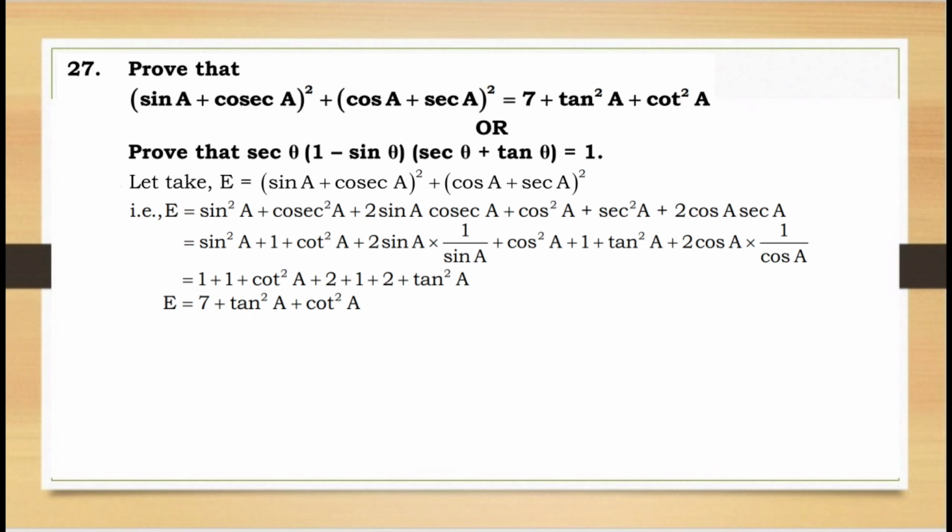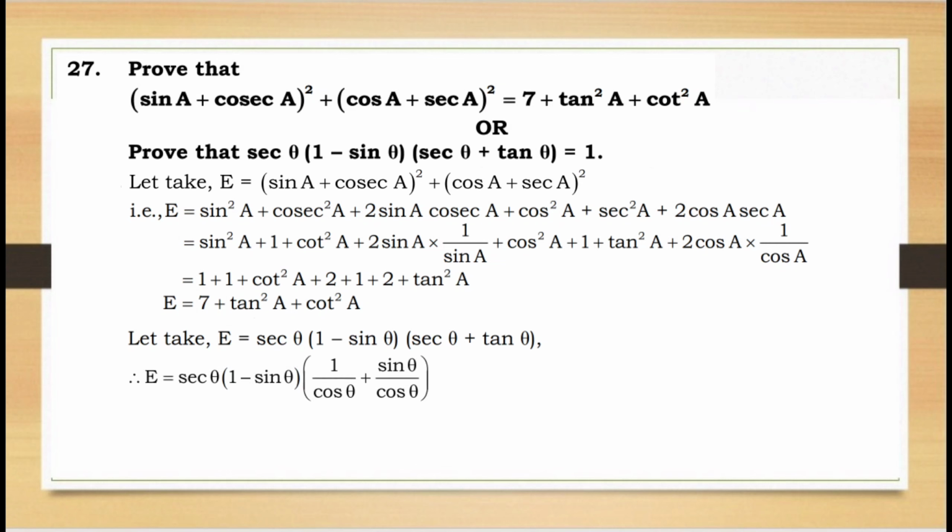Now the next part is, let us take the given expression as E equals secant theta into 1 minus sin theta into secant theta plus tan theta, which equals secant theta into 1 minus sin theta into secant theta, which is 1 by cos theta, plus tan theta, which is sin theta by cos theta. Now after taking LCM we get E equals secant theta into 1 minus sin theta into 1 plus sin theta whole divided by cos theta.